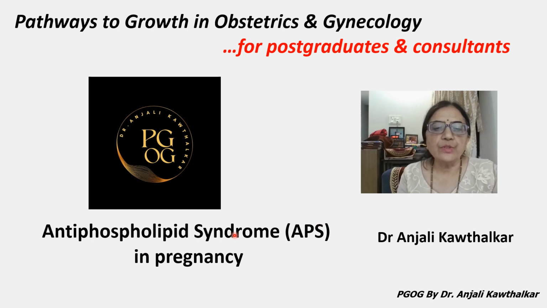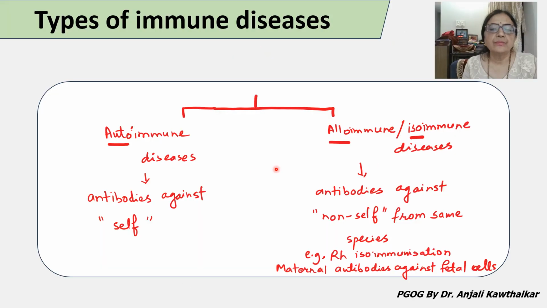Today's topic is Antiphospholipid syndrome (APS) in pregnancy. We have two types of immune diseases. One is autoimmune diseases and the other is alloimmune or isoimmune diseases. Autoimmune is when antibodies are produced against self, whereas alloimmune is antibodies against non-self from the same species. The best example for this allo or isoimmune disease is Rh isoimmunization, where there are maternal antibodies against fetal cells.